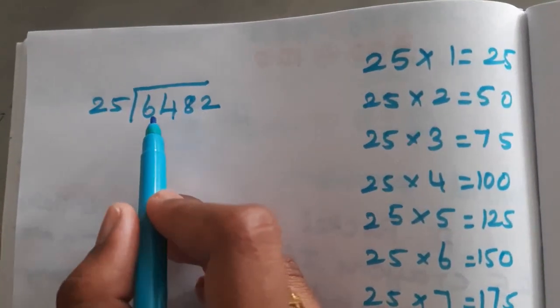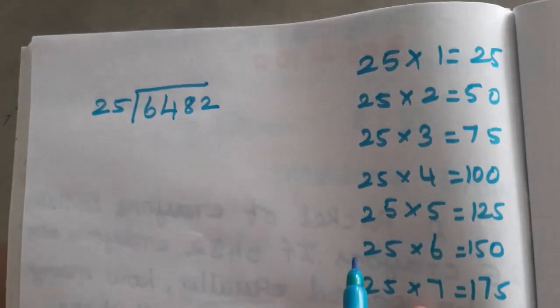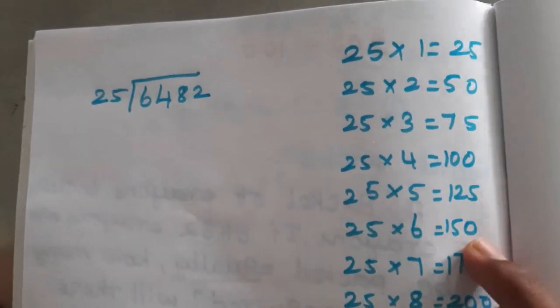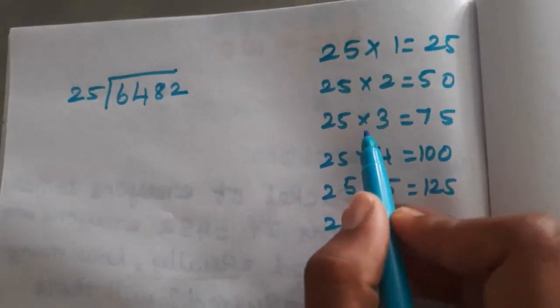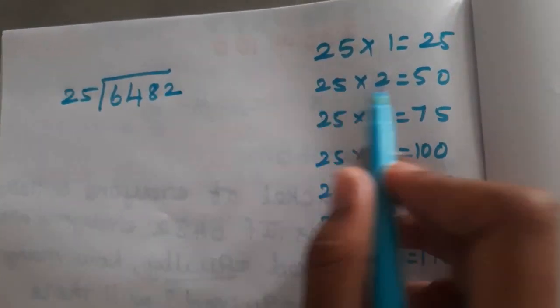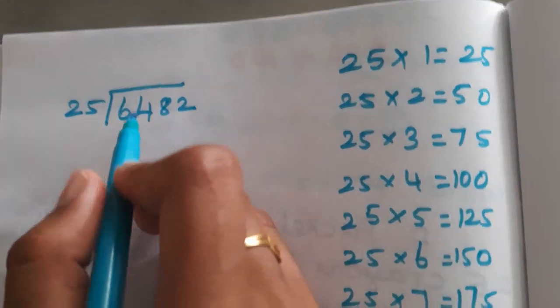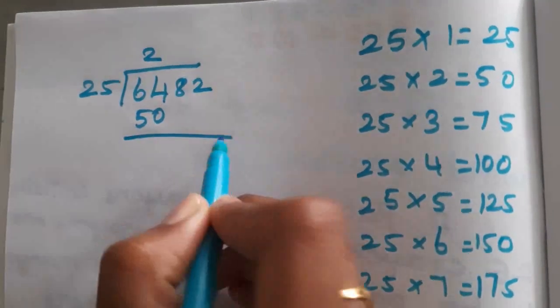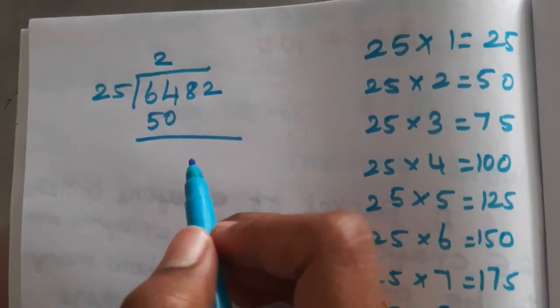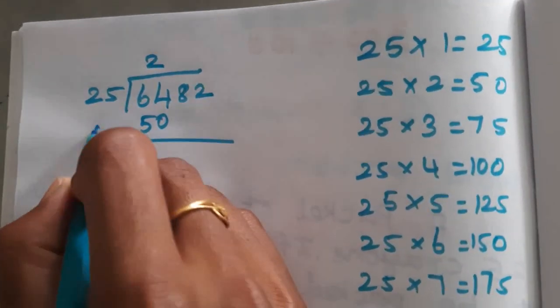So 64, is it in the 25th table? Check the tables first. No. So nearest to 64: 3 times 25 is 75, but 2 times 25 is 50. So you have to see, 2 times 25, what is the answer? It's 50.